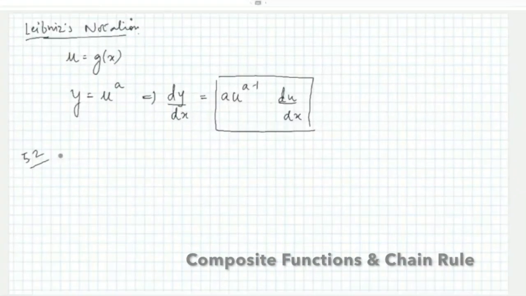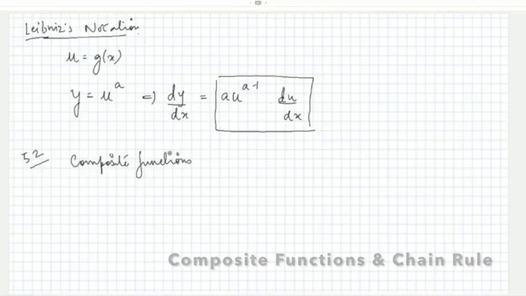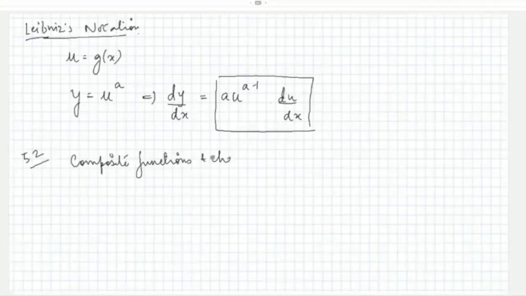On to section 5.2, introducing composite functions and the chain rule. Now, what are composite functions and how do we differentiate composite functions?